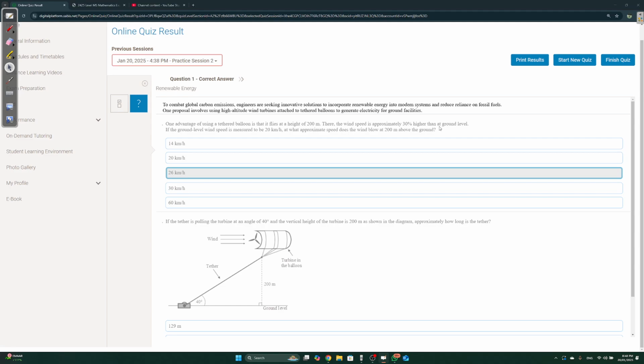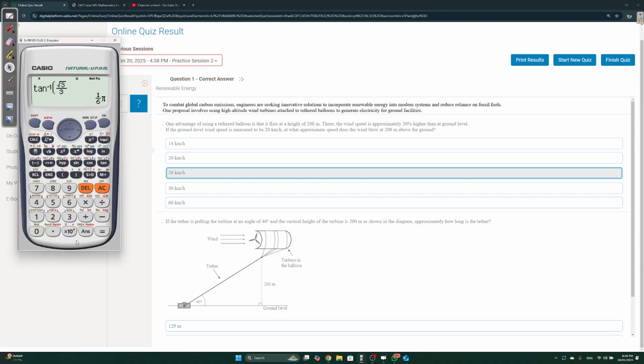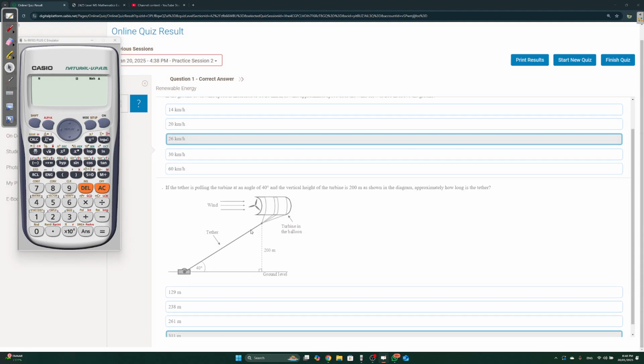So, obviously, if it's 30% higher, then all we have to do is just do 0.3 times the ground level, which is 6. So it's higher by 6. And then how much is the ground level? 20. So you just add 20, 26. If you want to do it the other way, just do 1.3 times 20 and you get 26. Whatever you want, they all work.